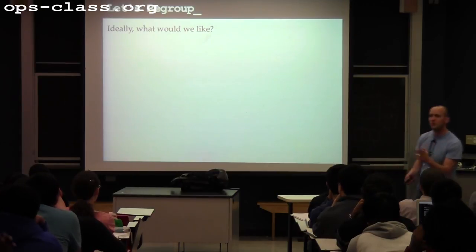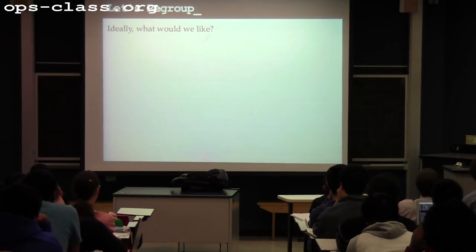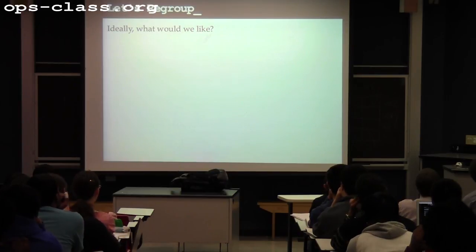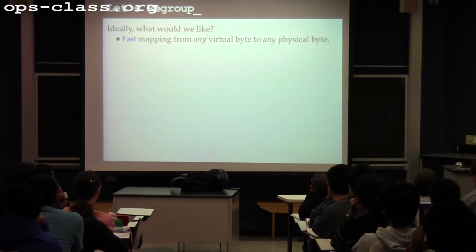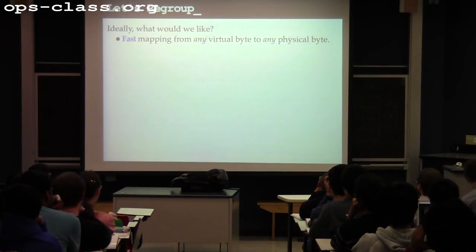We got closer to what we wanted. But what's the real ideal here? We never actually talked about what we really wanted. Sometimes in life it's good to step back and ask, am I happy? What would I really, really like? And ideally, what I would like is fast mapping from any virtual byte to any physical byte.